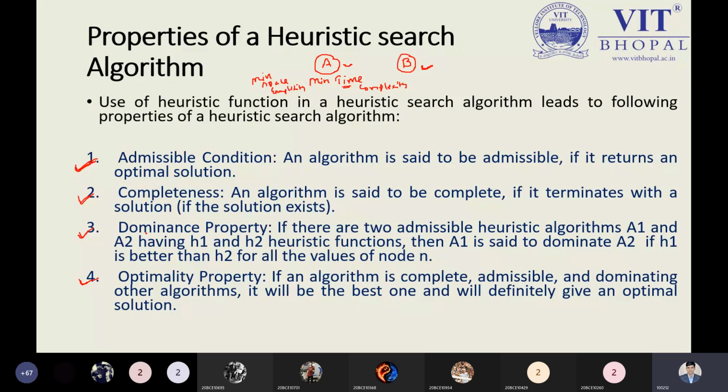And for the optimality property, from both algorithms or both approaches we are getting the optimal solution. But which solution is better? The dominance property will help you. So these are the four important properties we have to keep in mind. Now, if anyone needs to ask any question about these properties, I can explain once again. Else, we can move to our next problem.